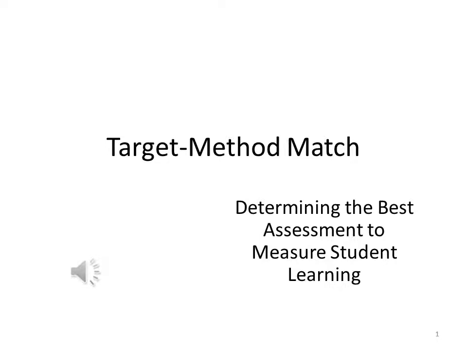In our last short presentation, we looked at the assessment staircase that helped us decide what type of an item will assess the various levels of learning in Bloom's taxonomy. This presentation provides us another method. It's called the target method match, to help us best determine the type of assessment that will most appropriately measure the student learning that we were aiming for.